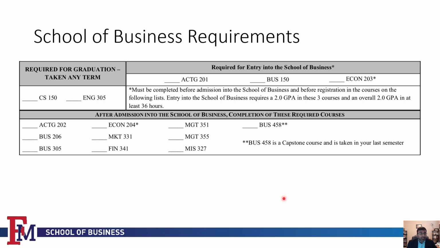Please be aware that there are prerequisites for some of these classes. Accounting 201 needs to be finished before you take Accounting 202. For Econ 203 and 204, you need to have finished Math 111. Business 305 and Finance 341 require Math 134. Management 355 requires Business 305. MIS 327 requires CS 150. If you are found in one of those classes where you have not taken the prerequisite, you will be automatically dropped from that particular course.